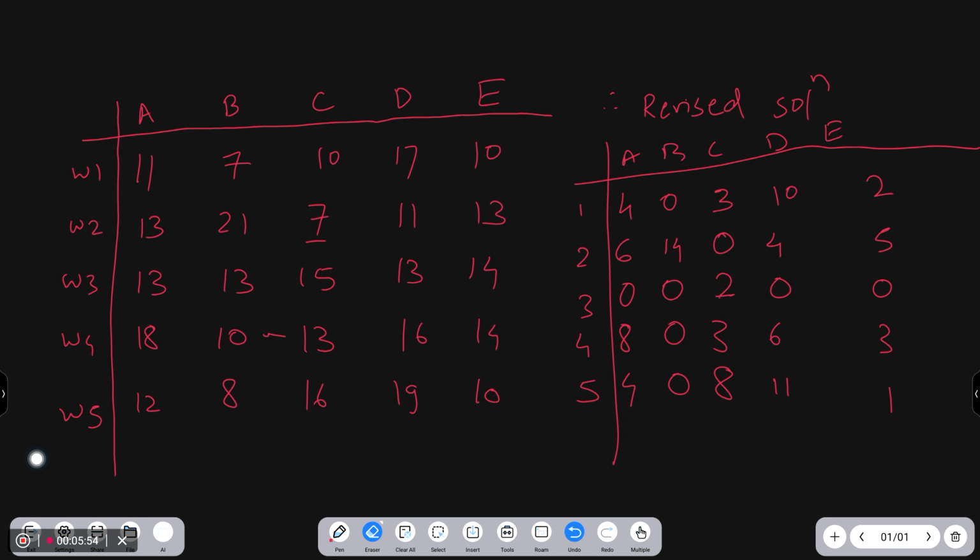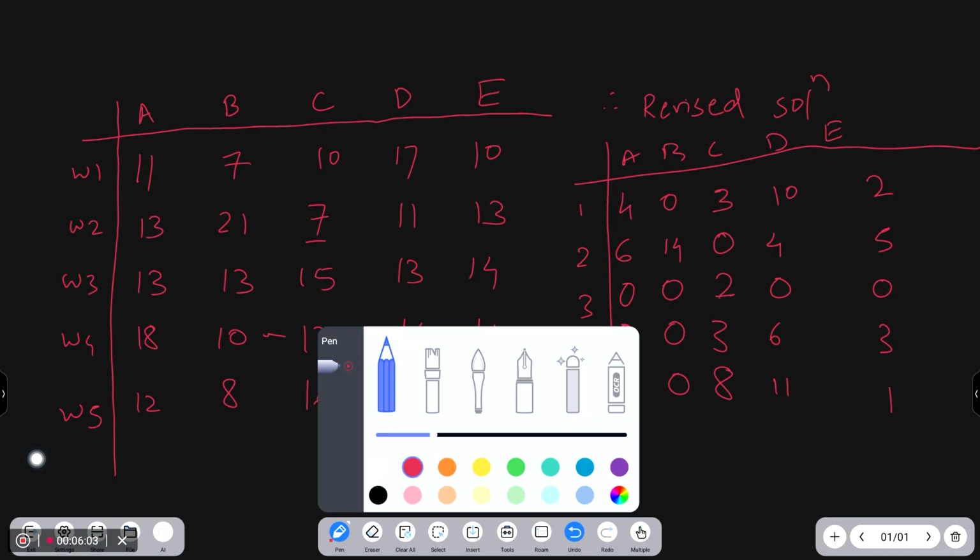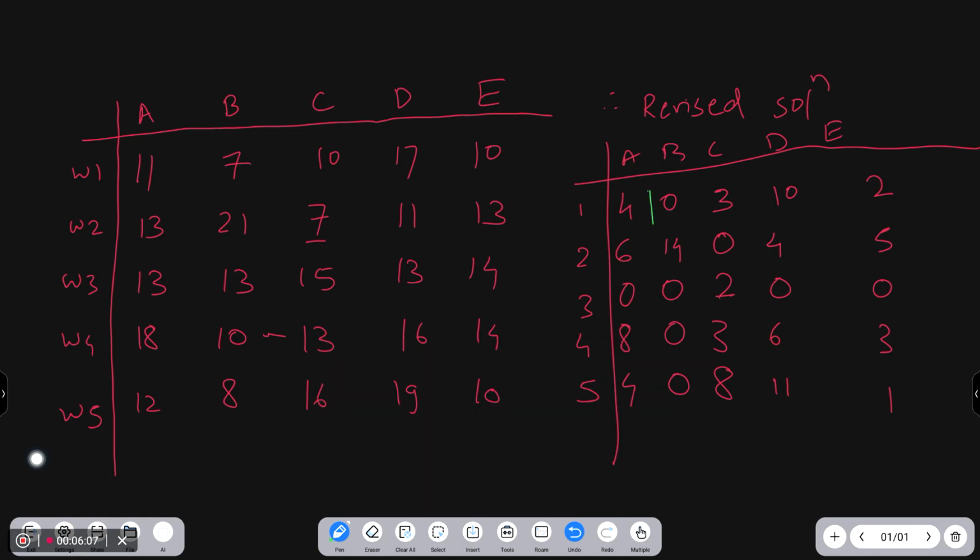After that, you have to start the assignment. The assignment must be performed column wise first. So where will the first assignment be? The first assignment will be here because only one 0 is here. Any correction? No. So now if I make an assignment, and in the same column there are 3 zeros, you have to cross them out.